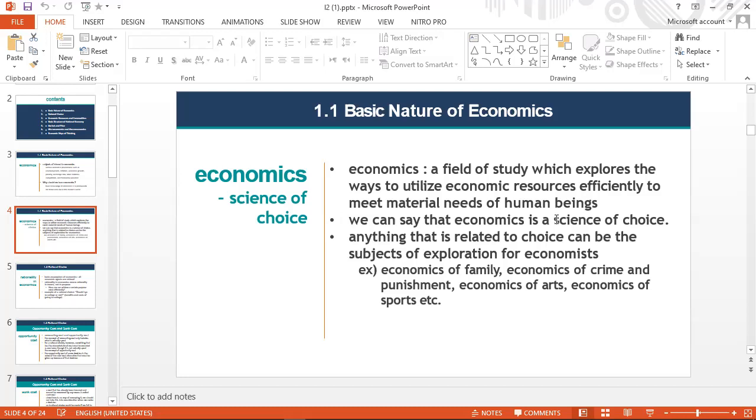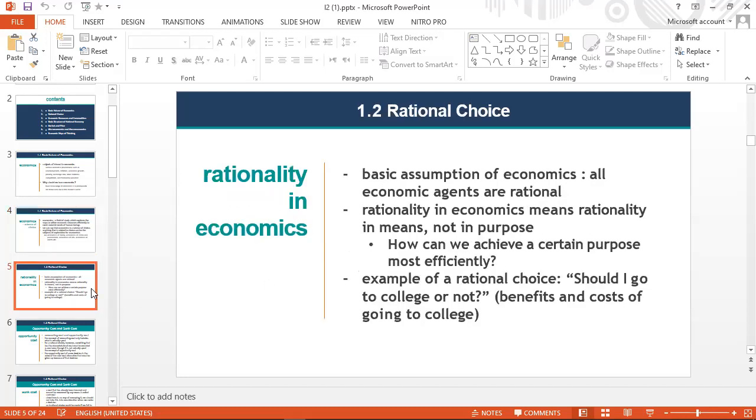So anything related to choice can be subject for exploration for economists. It's in family, so economics of family, in crime and punishment, economics of crime and punishment, economics of arts, economics of sports, and etc. The rationality in economics.